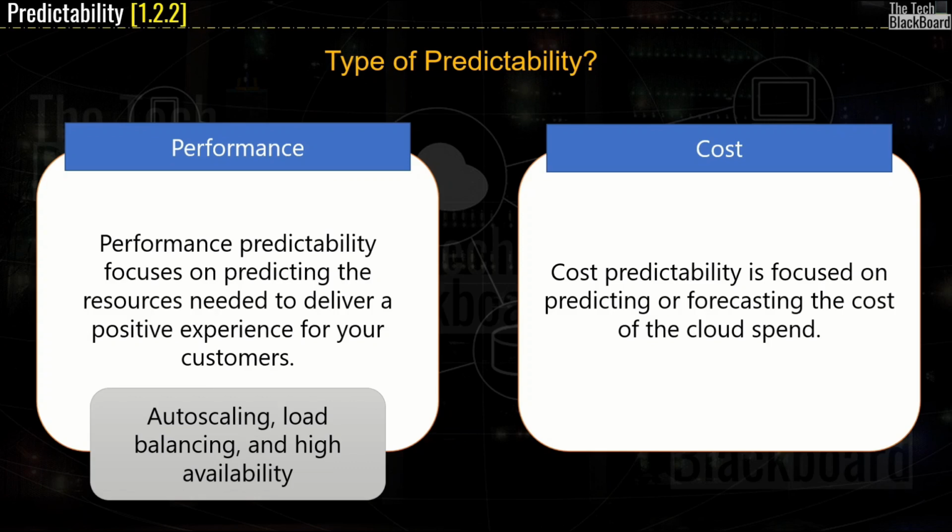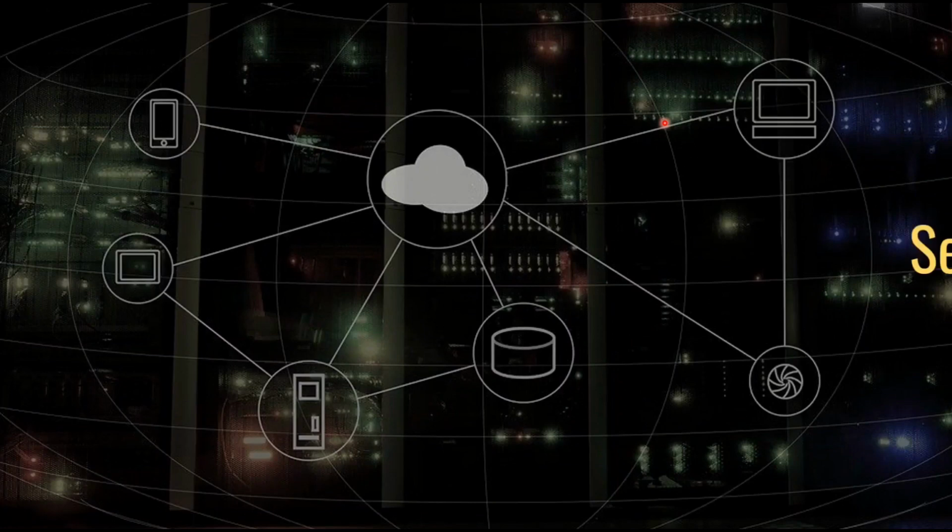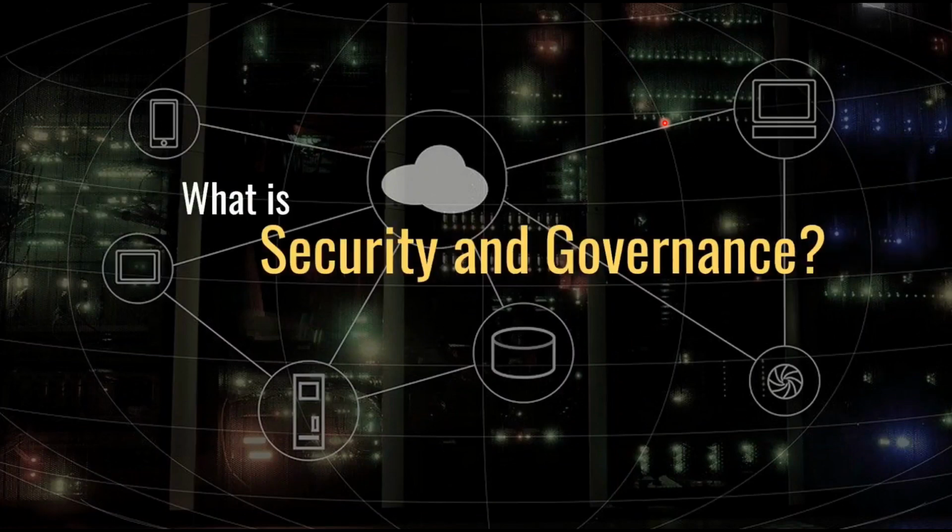By operating in cloud and using cloud analytics and information, you can predict the future cost and adjust your resources as needed. You can even use tools like total cost of ownership, also known as TCO, or pricing calculator to get an estimate of potential cloud spends. And this brings us to the next cloud benefit, security and governance, which is also our section 1.2.3.